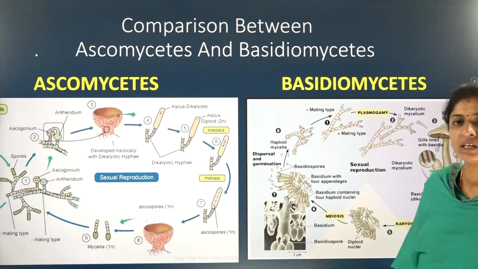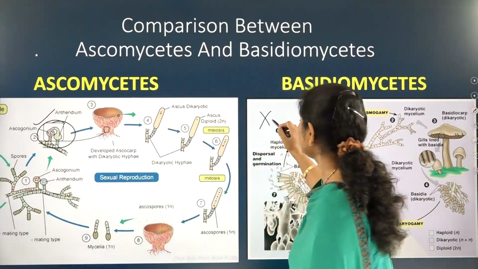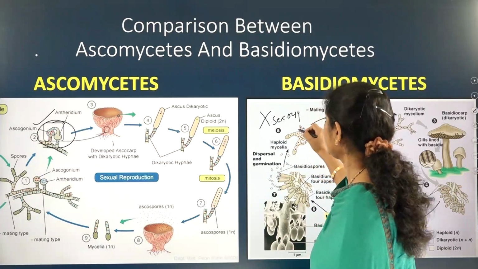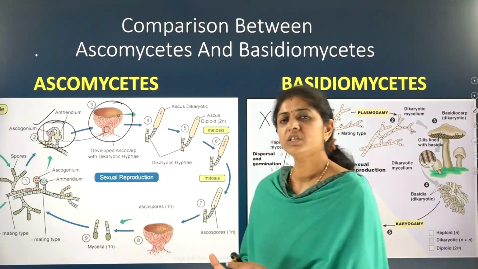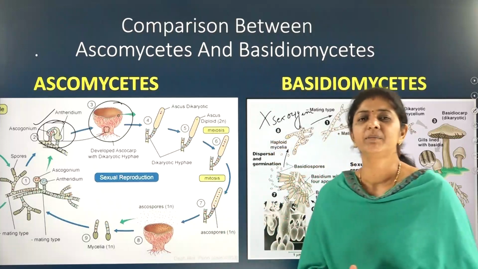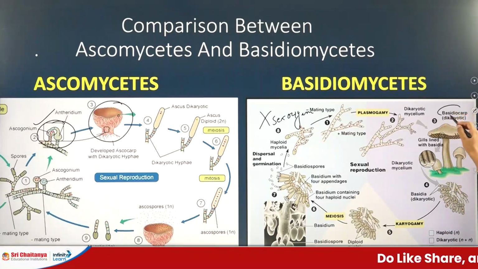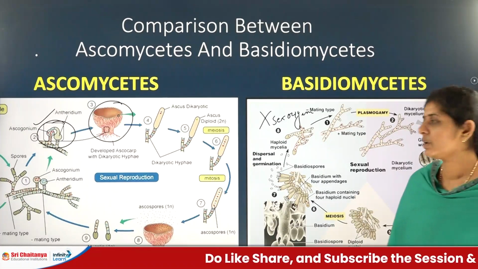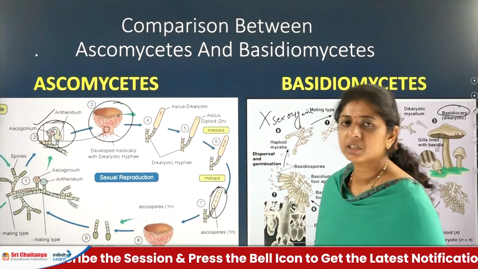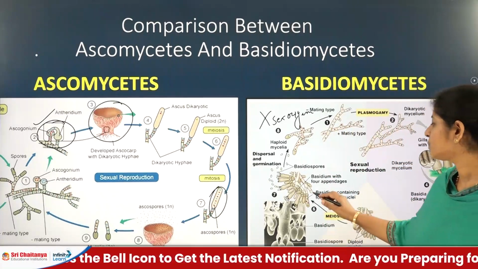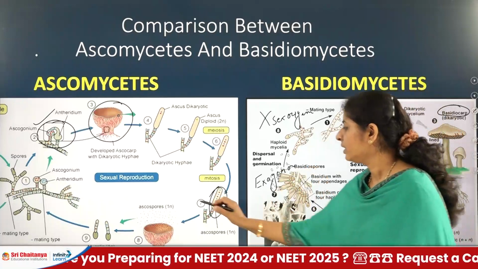Now last, let's see the difference between ascomycetes and basidiomycetes. Here there is a formation of sex organs, but here there is no formation of sex organs. Here you will get cup shape or cup and saucer shape, globose or flask shape type of ascocarp. Here you will get a mushroom umbrella shape type of basidiocarp, which is a fruiting body. Here the ascocarp is endogenous, and here the basidiocarp is going to be exogenous.